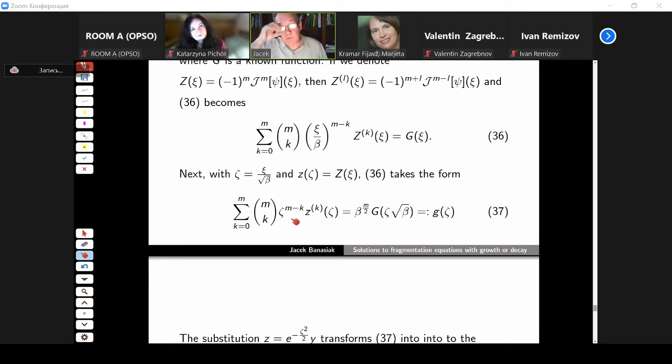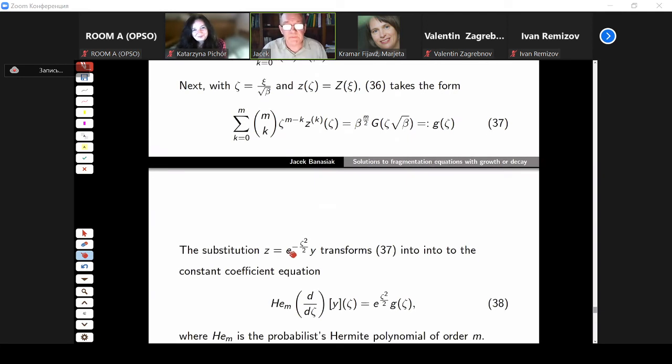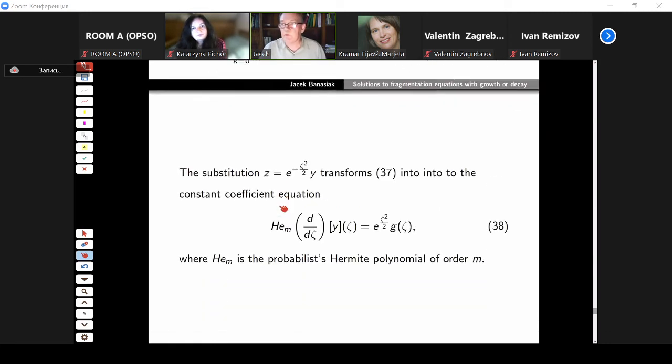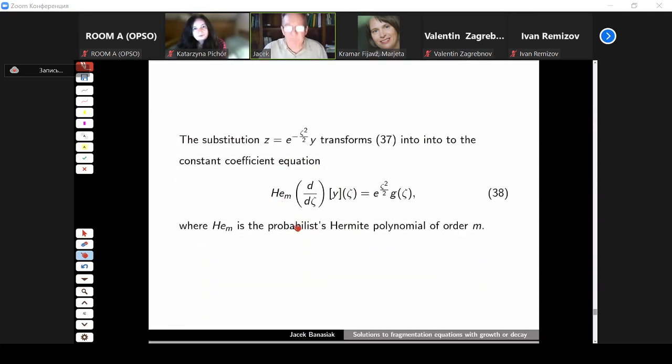And in my opinion, a miracle has happened here: if you use a transformation, and this is the only transformation you can use here, namely, if you change z into e to the power minus zeta squared over 2, so Gaussian essentially, times y, that will be the new function. This will transform 37 into a constant coefficient equation, a polynomial, precisely speaking, a Hermite polynomial.